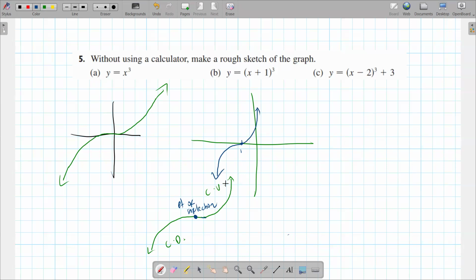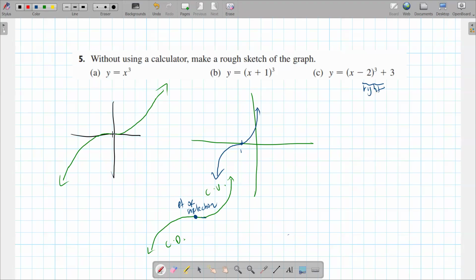Okay, what about C? What does the negative 2 do? It moves it to the right. What does the plus 3 do? It moves it up. So I'm going to draw it here. This point of inflection is going to shift 2 units right, 3 units up. I'm using that as my reference point.